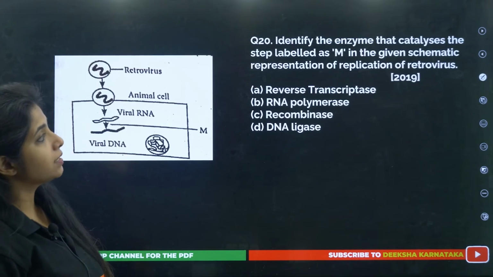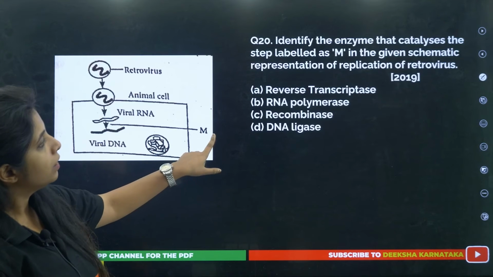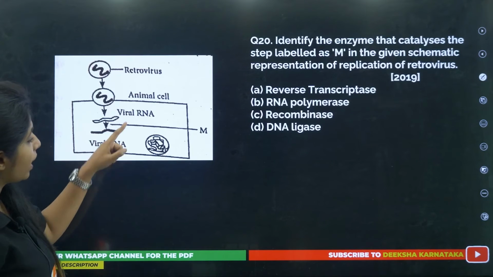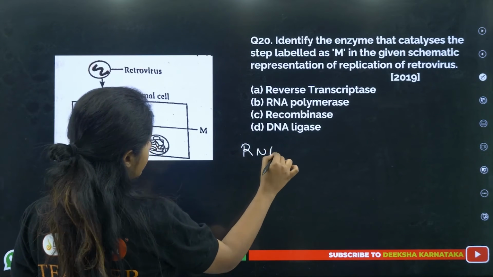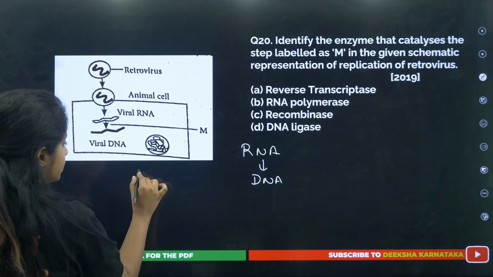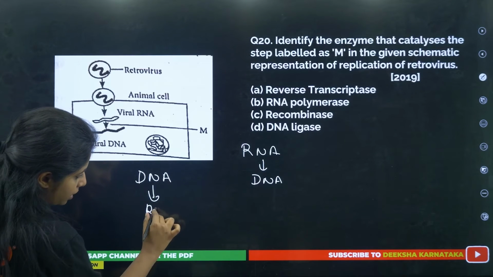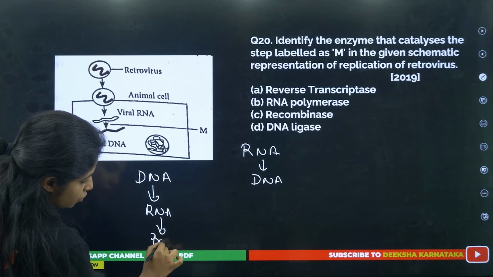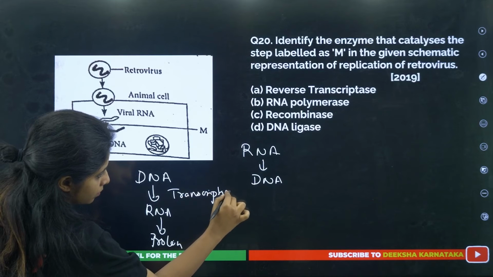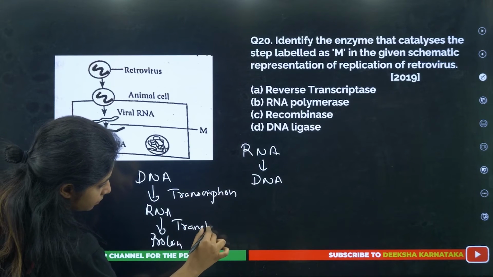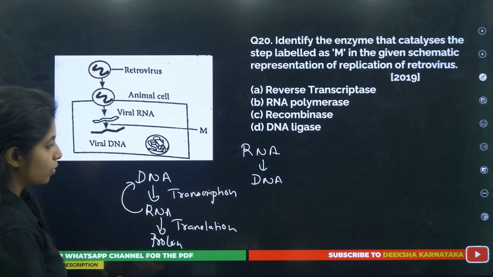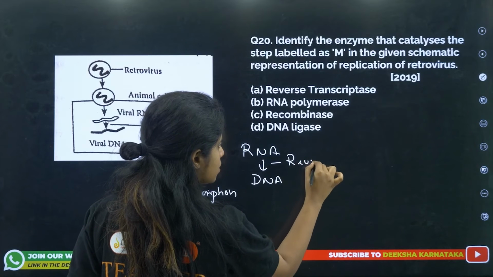Identify the enzyme that catalyzes the step labeled as M in the schematic representation of replication of retrovirus. Over here I see there is viral RNA, and from viral RNA you are getting viral DNA. In usual cases, the DNA helps in the formation of RNA, and this RNA helps in the formation of a protein. This is known as transcription. This is known as translation. Now over here the reverse is happening. RNA is forming DNA. So can I say reverse transcription is happening over here?